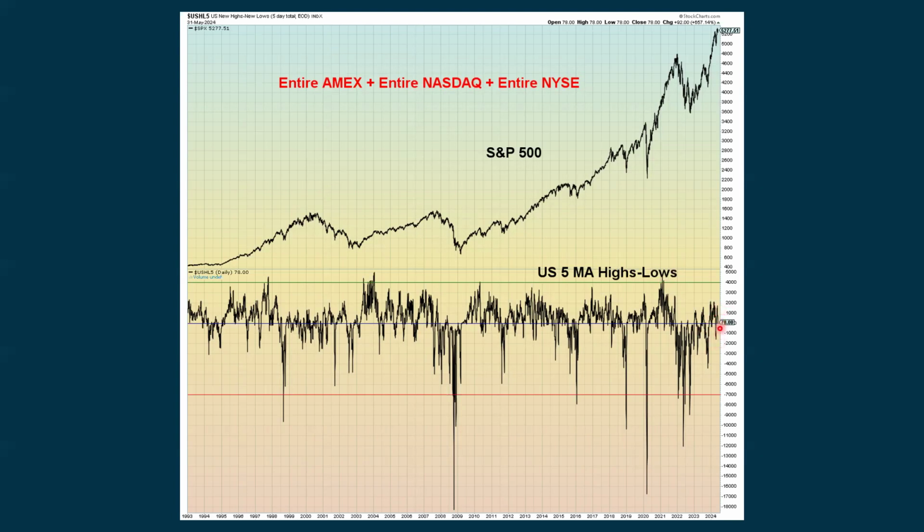But we're getting close to the zero level right now. If we drop negative, then I'll start showing this chart in the videos again. As long as we stay positive and look to see some strength here, then I probably won't show this. And that's just showing that there's more broad market strength right now.